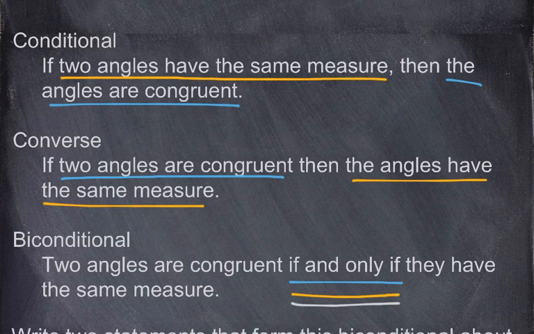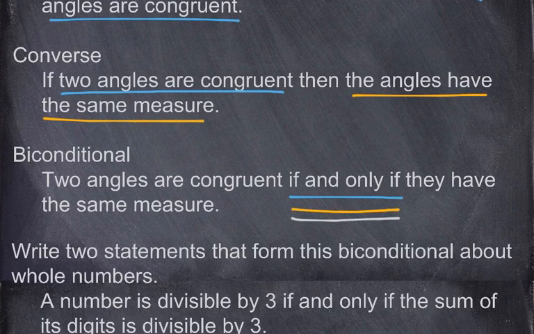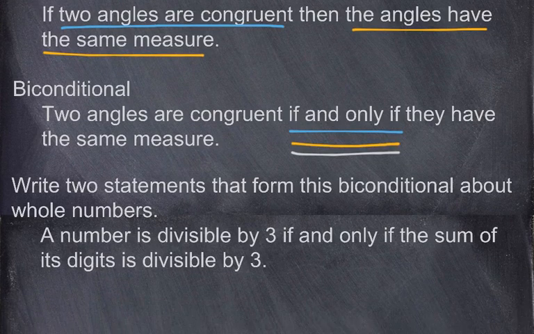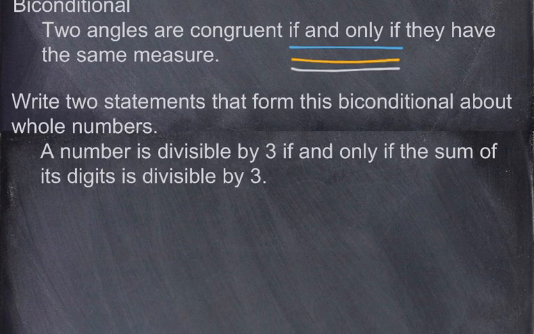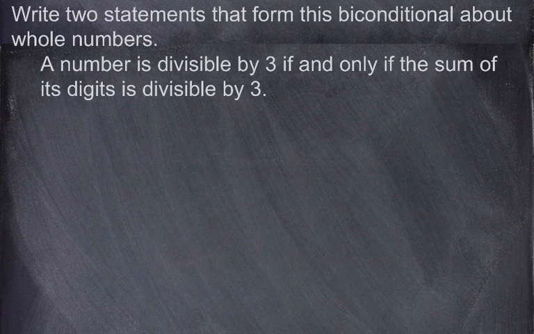Okay? Here it says, write two statements that form this biconditional about the whole number. So here we have to do this in reverse. We're given the biconditional. We have to create a conditional statement and its converse. So here it says, a number is divisible by 3 if and only if, again, keywords right there on a biconditional, if and only if the sum of the digits is divisible by 3.